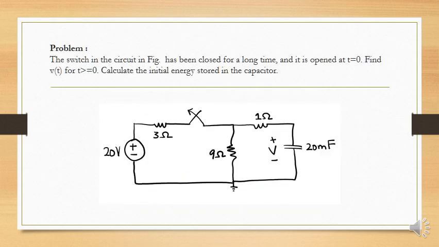Now, we are going to solve a problem to further analyze our circuit. So what does the problem say? The problem says that the switch in the circuit in the figure below, this is the figure, has been closed for a long time. It was closed for a long period of time. We don't know what the time is, but initially we know the condition: our switch was previously closed and it is opened at t equal to 0. When we got the circuit, the switch became open like this. Find V of t for t greater than or equal to 0.